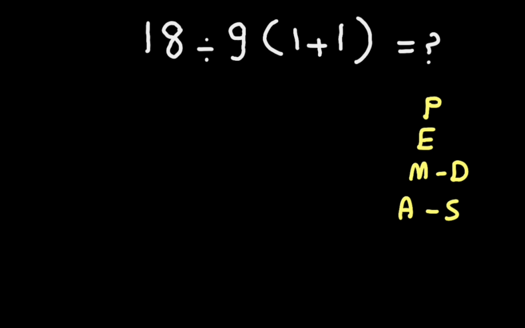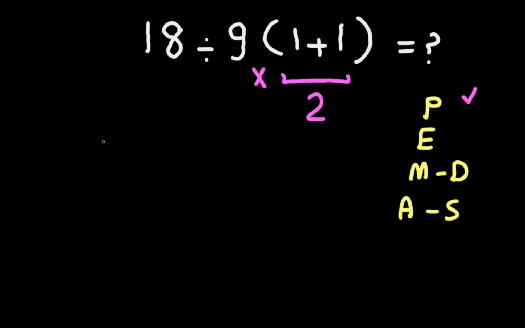Now, according to PEMDAS, in the first step we have one parenthesis that we have to solve first, not this multiplication and this division. If we do this multiplication and this division first, it is wrong. We have to start with this parenthesis. 1 plus 1 gives us 2.